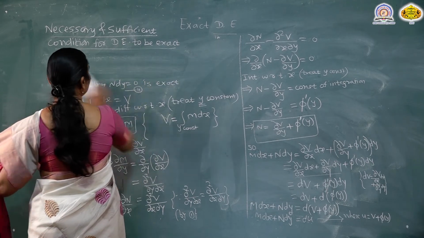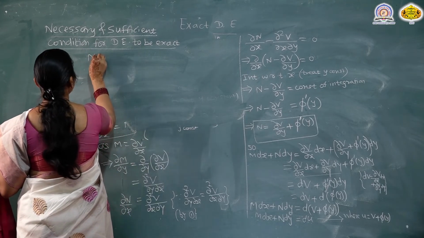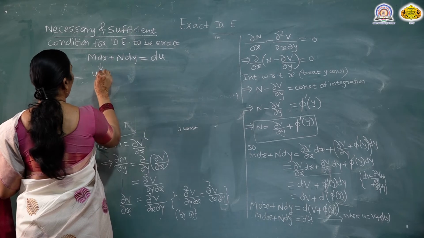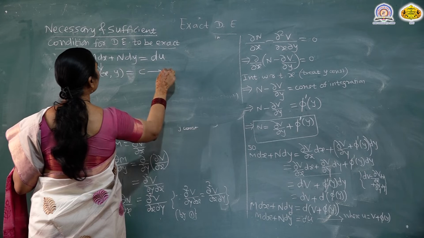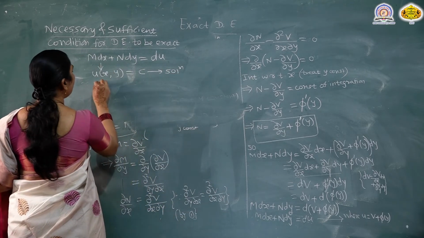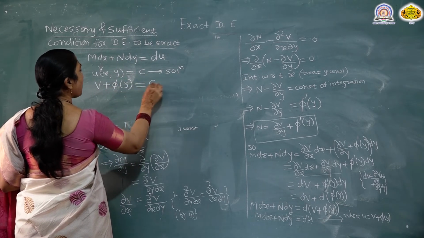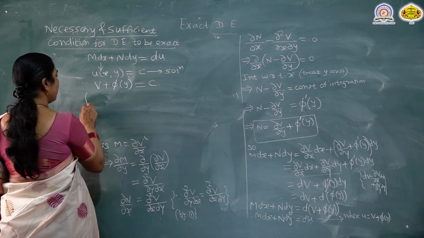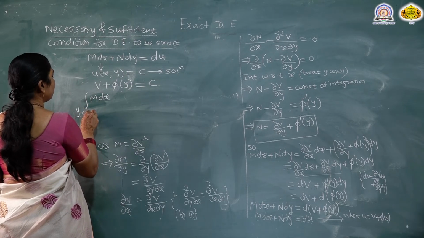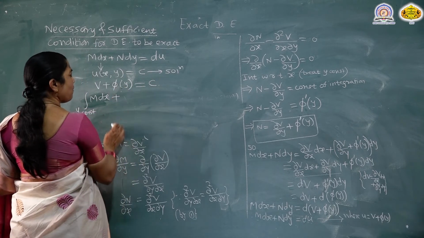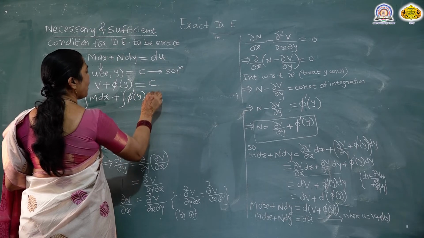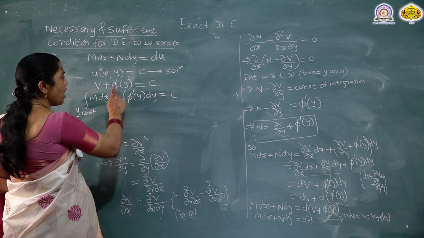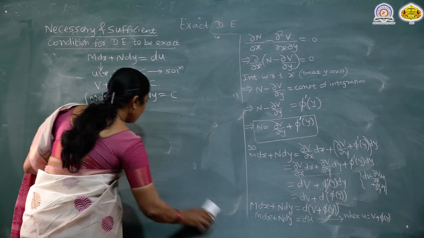What we have seen here is the equation m dx plus n dy is equal to du, where u is the solution. u(x,y) equal to c is always the solution of this equation. What is this u? It is nothing but v plus φ(y), equal to c. Now see what is v. From the first step, we know that v is nothing but the integral of m dx with y constant. And φ(y) is nothing but the integration of φ'(y) dy. So v is the integral of m dx over y constant, and φ(y) is the integration of φ'(y) dy.